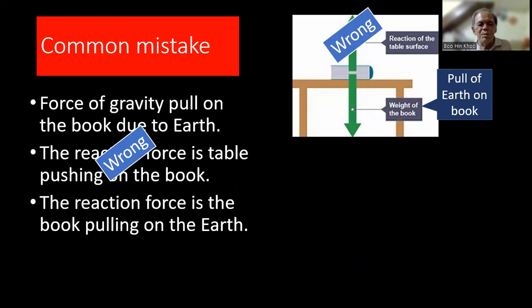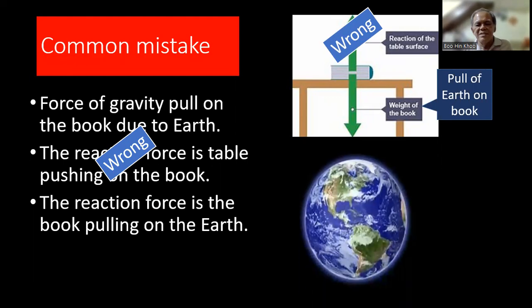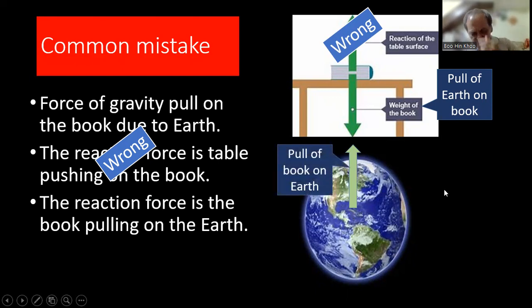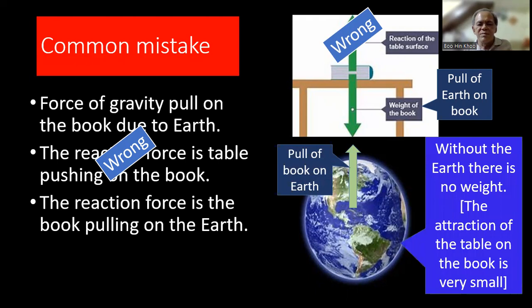The reaction force is the book pulling on the earth. That's the earth there. It's not in proportion. There's the earth there, pulling on the book, and the book pulling on the earth. These two are action and reaction forces. Pull of the book on earth. Without the earth, there's no weight. The traction of the table on the book is very small, because the table is of lightweight, very small mass. So negligible.